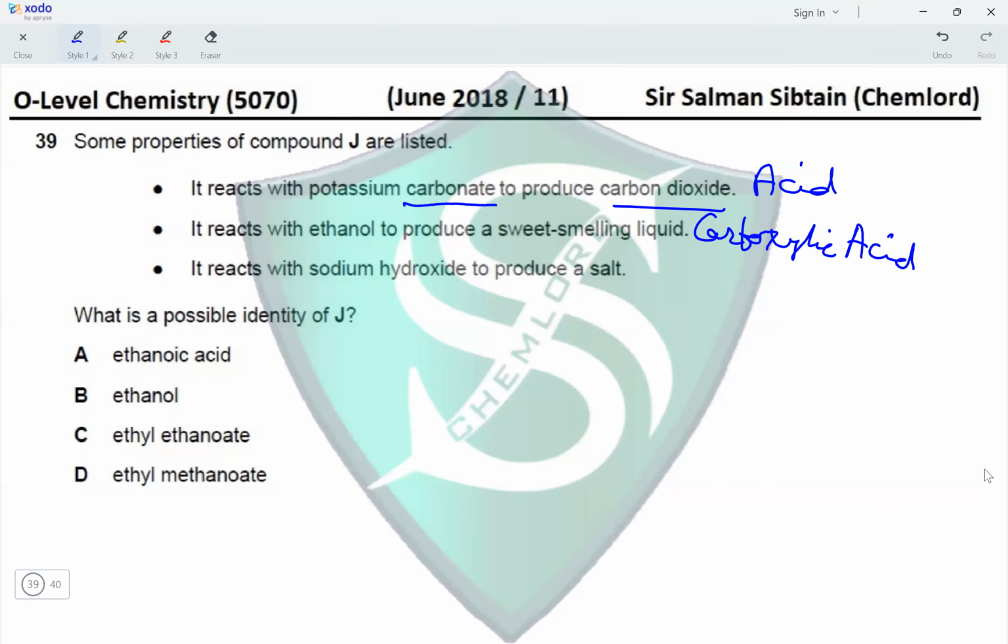And next, it reacts with sodium hydroxide to produce a salt. Acids would react with bases forming salts. So this proves that it is an acid. So what is a possible identity of J? Since the second property shows that it produces an ester, therefore it is supposed to be a carboxylic acid. So ethanoic acid is a carboxylic acid, ethanol is an alcohol, ethyl ethanoate is an ester, ethyl methanoate is also an ester, making option A the correct option for this question.